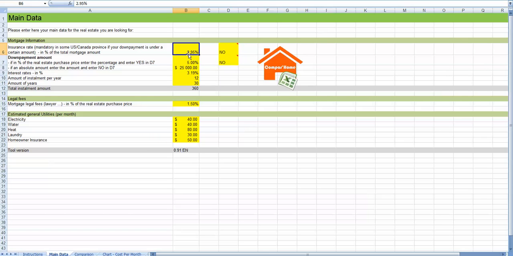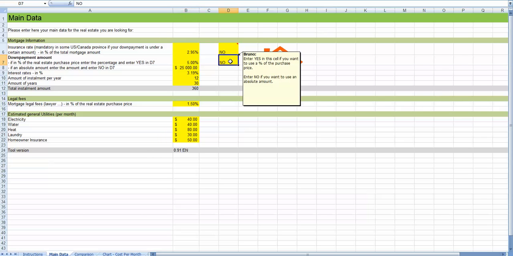Basically you can enter the interest rates, you can set yes or no if insurance applies to your mortgage. You can enter a percentage of the property value for your mortgage, or an absolute value. Let's say you have $25,000 cash in your account and you want to put it into your down payment, then you can set it up here. If you're using a percentage, please enter yes here in capital letters. If you're using an absolute value, please enter no.